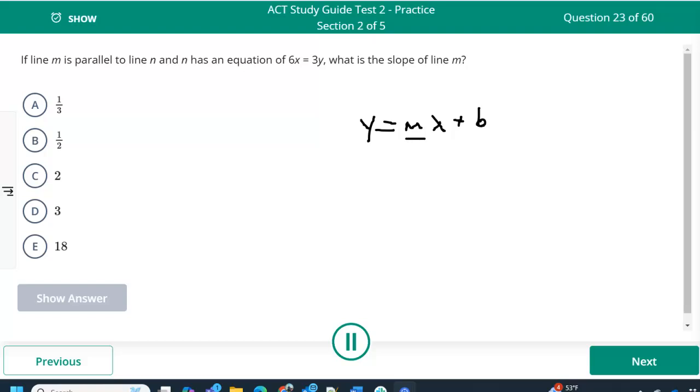Now we have an equation of 6x equals 3y. Why don't we rewrite that as 3y equals 6x, and then divide both sides by 3. So we'll have y equals 6/3 x, which is 2x. So that is the slope of line N. Oh, did I mention that parallel lines have the same slope? So, okay, this is the slope of N, so what's the slope of M? It's going to be the same. It's going to be 2.